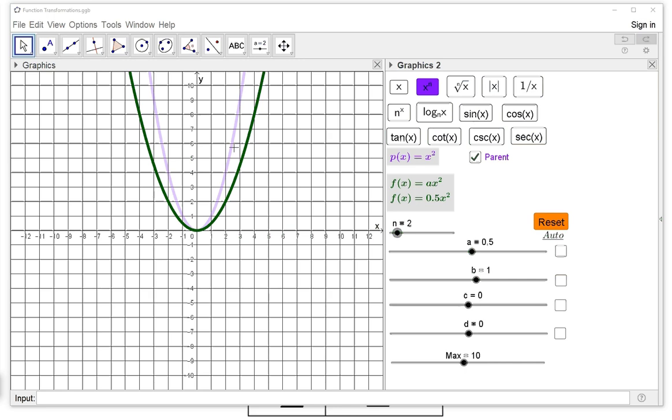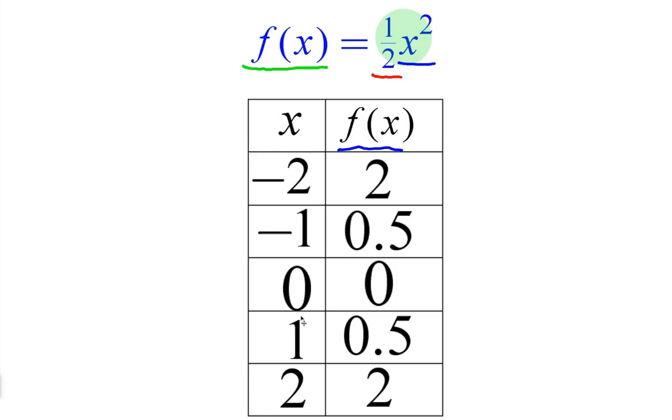Here's what that final graph looks like, and as you can see, for example, p of 3 was 9. We didn't do p of 3, I'm sorry. This is p of 1. p of 1 is 1, and we have to cut that y value in half to get our new function value. f of 1 is equal to 1/2. And so on and so forth.